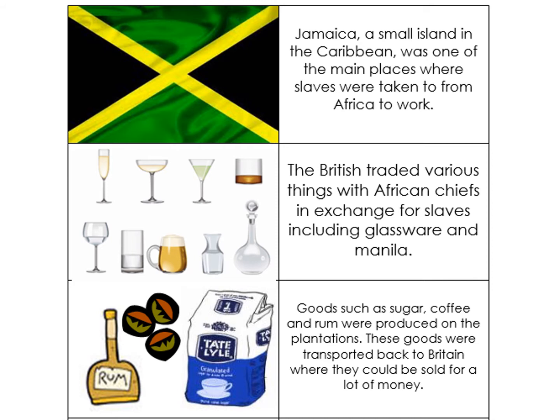So Jamaica, a small island in the Caribbean, was one of the main places where slaves were taken from Africa to work. The British traded various things with the African chiefs in exchange for slaves, including glassware and manila, which was used for various purposes. Goods like sugar, coffee and rum were produced in the plantations in the West Indies, and these goods were transported back to Britain where they could be sold for quite a lot of money. So using these 3 cards, work out if there is any information that you should put into your map, decide where you're going to put it, and then move on to the next slide for the next bits of information.